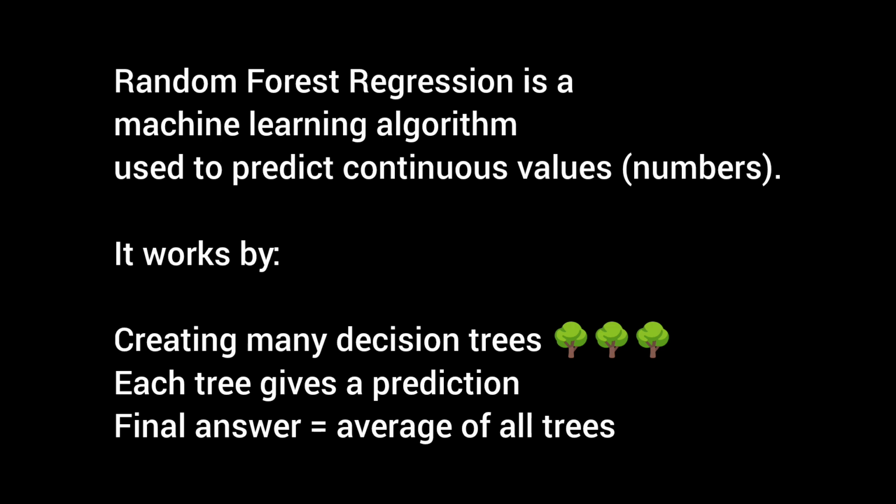Let us consider an example of three trees where tree 1 predicts 70, tree 2 predicts 75 and tree 3 predicts 80. Then the final prediction would be the average of all three trees, which is 75, so that it could improve accuracy, reduce overfitting and give a more reliable prediction.